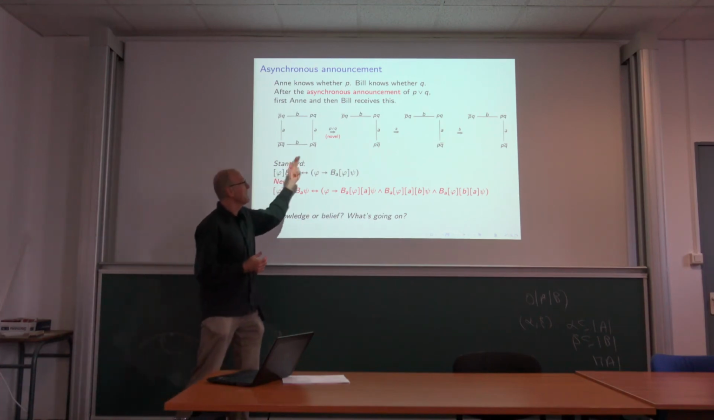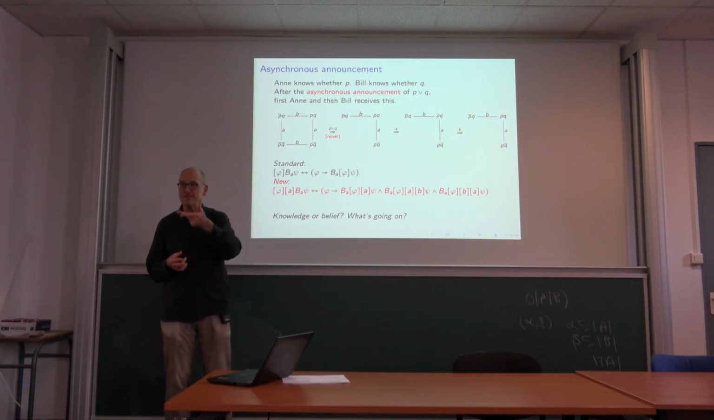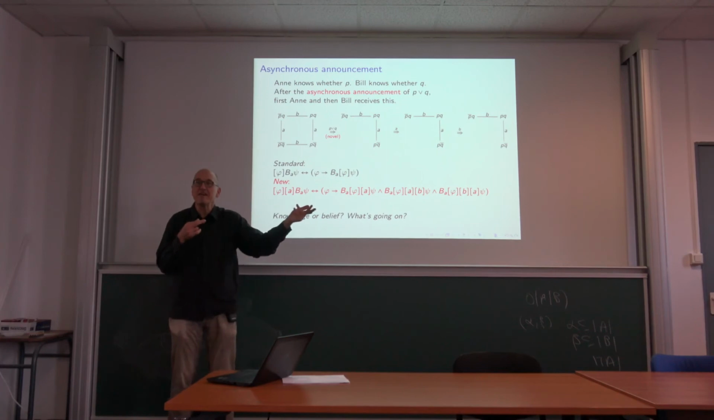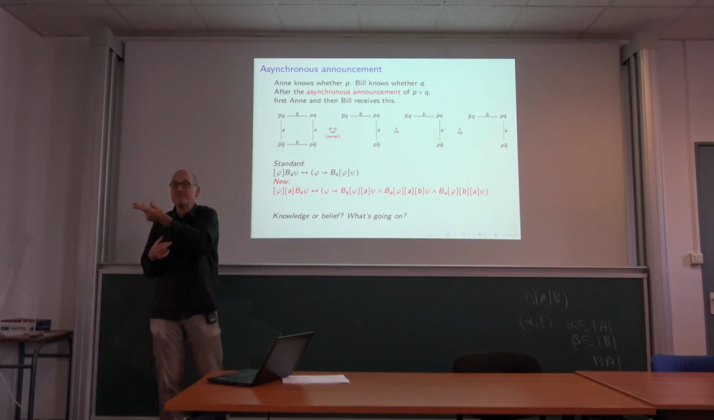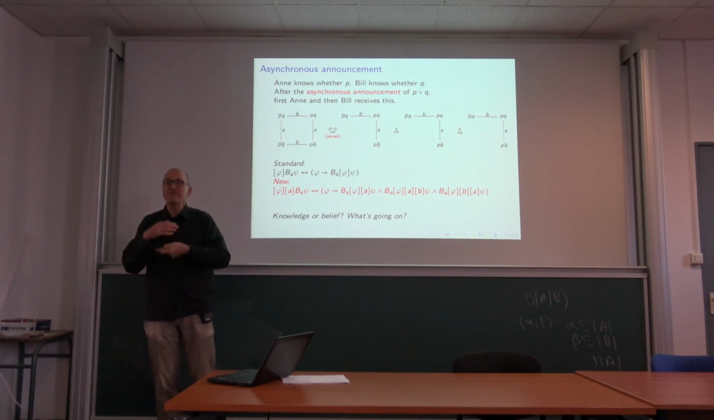But now we have three different aspects of this action. It's being sent, A receives it, B receives it. Of course, it could be that it's being sent, B receives it, A receives it. Or it could be being sent and A receives it and B doesn't receive it. So there are many different things that could happen.